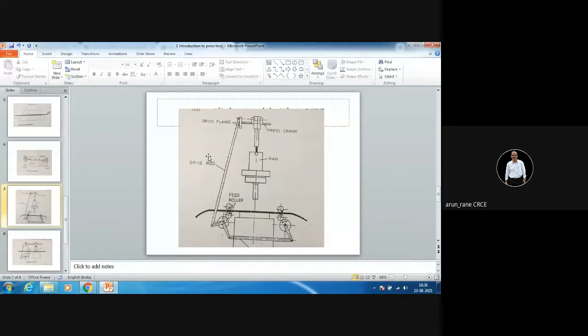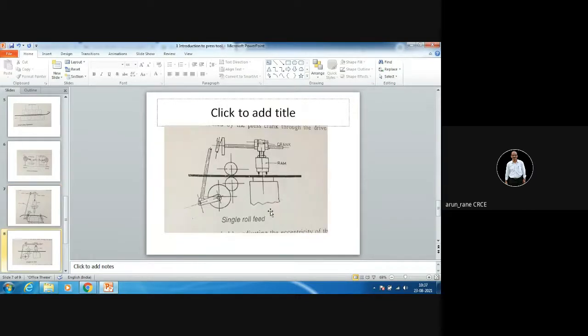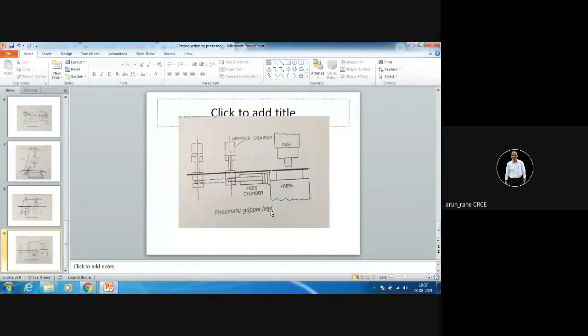This is the mechanism for moving your RAM up and down. This is the RAM which is moved up and down, and to this RAM your die is connected. This is again a gripping device so that your strip is held properly.